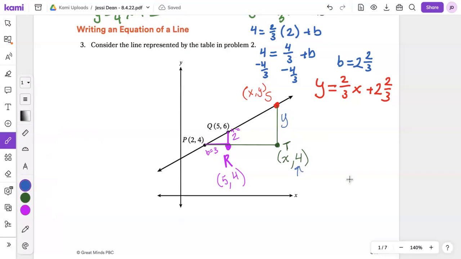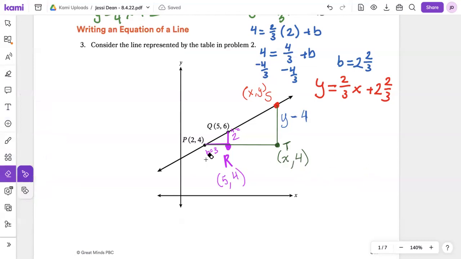But we do know what this value is, which is 4. So the height of triangle PST is going to be y minus 4. That's what you should have written for question A on the next page.